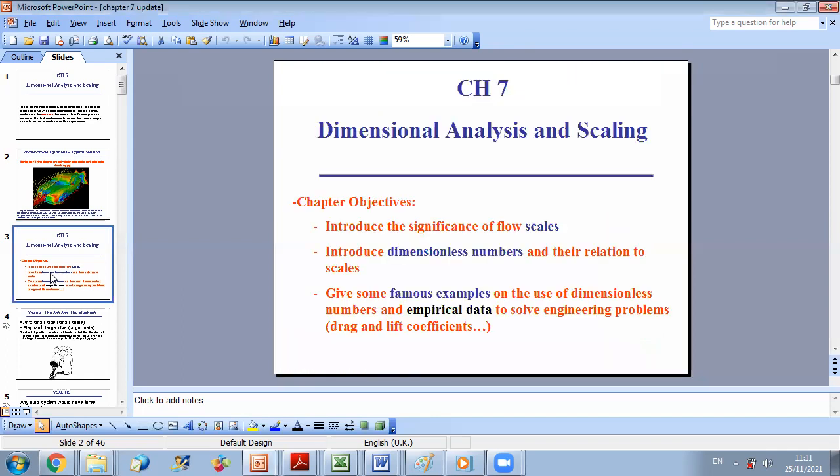so to start with, we will introduce the main flow scales, and we will introduce dimensionless numbers that are frequently used in fluid mechanics, and we'll give some famous examples of the use of dimensionless numbers and empirical data to solve complex engineering problems, like how to determine drag and lift coefficients that are very important in aerodynamic applications where you have motion of cars or where you have motion of airplanes, etc.